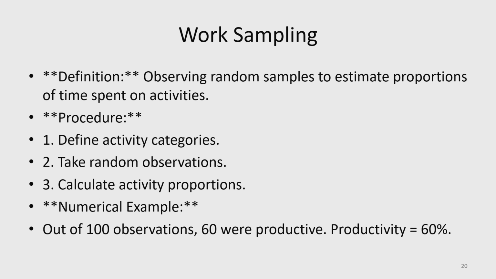Here what do you do? You observe random samples to estimate proportions of time spent on activities. The procedure means again defining activity categories, for example whether the worker is working or not, taking random observations and calculating activity proportions. Say, a numerical example: suppose I randomly observed a person 100 times, I made random visits to that person, and 60 times I found that he was working and busy. So, productivity means 60%. That means 60% of the time he is working and the other time he is not working.